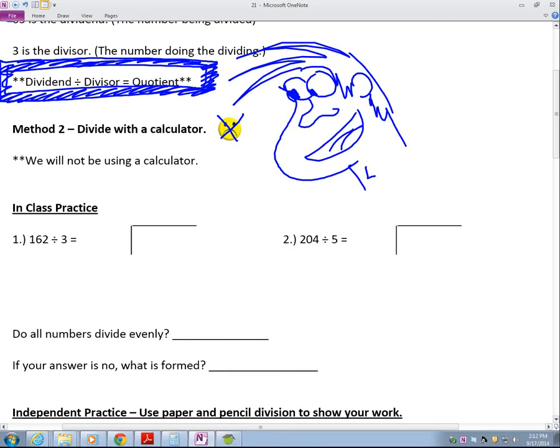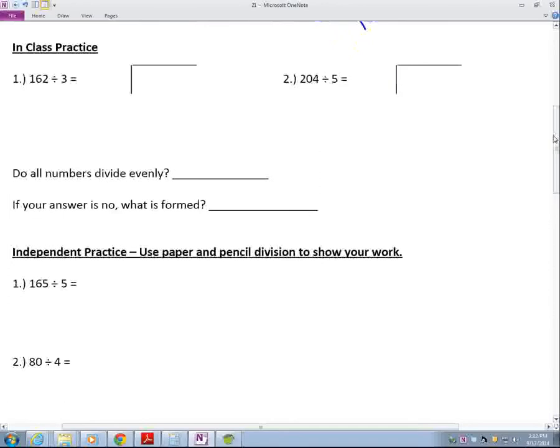Okay, so now we have something else. We will not be using a calculator, so we're going to do this longhand. So we have 162 divided by 3.